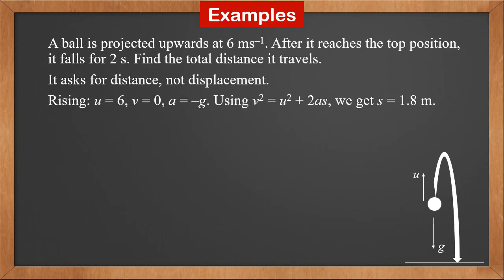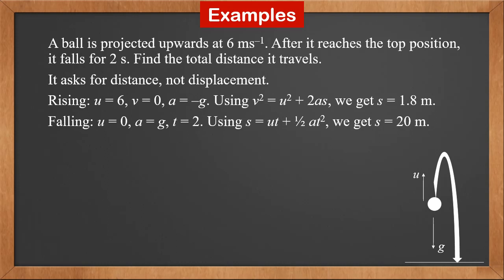For the rising part, u is 6, v is 0, a is minus g. Using v squared equals u squared plus 2as, we get, s is 1.8 meters. For the falling part, u is 0, a is g, t is 2. Using s equals ut plus half at squared, we get, s is 20 meters. So total distance is 21.8 meters.